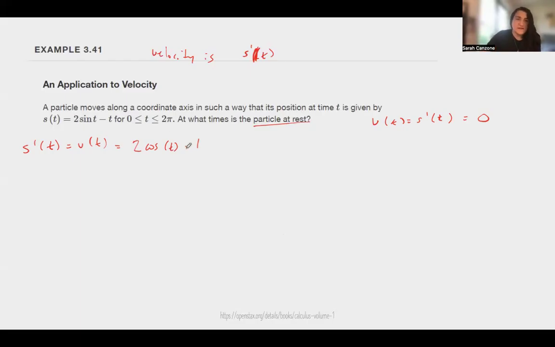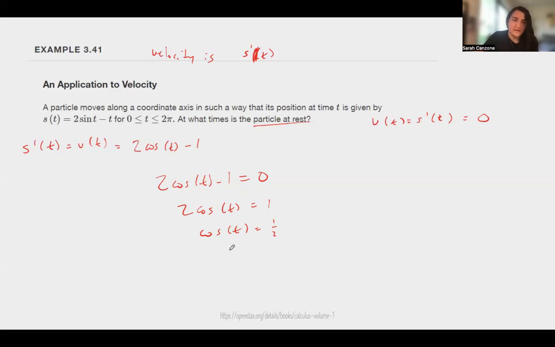So we're looking for when this thing is equal to 0. So 2 cosine of t minus 1 equals 0. And this requires us to remember how to solve for trig functions. So we'll solve it like a regular function, add the 1. So we get 2 cosine of t equals 1. And then we'll get cosine of t equals 1/2. Now, this is where we have to remember how to solve something like this.